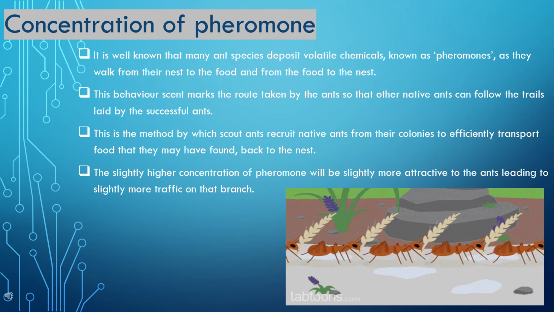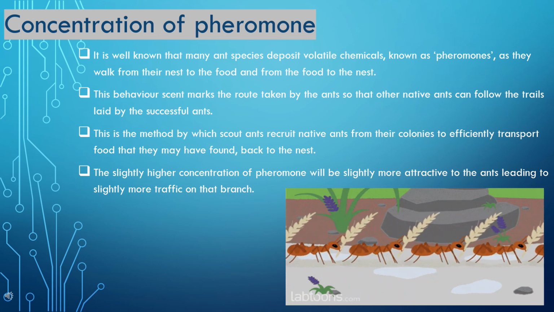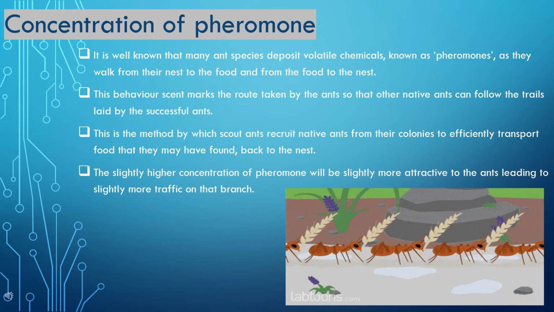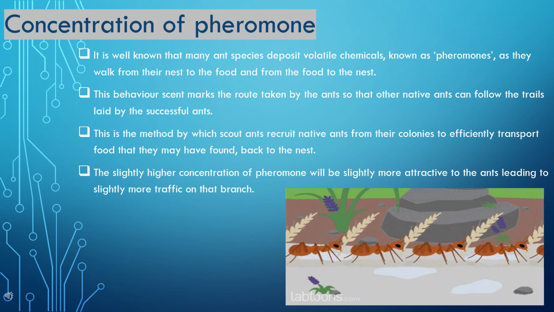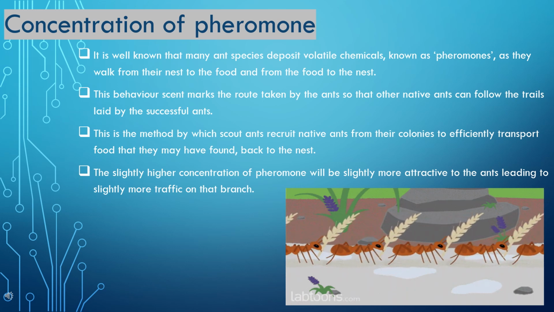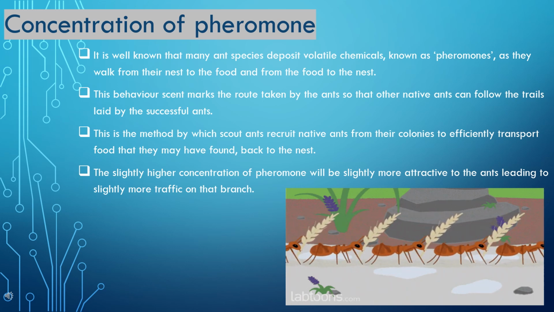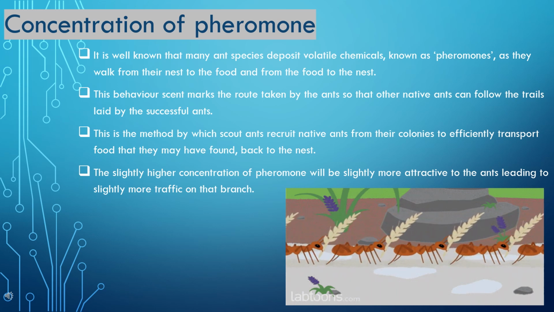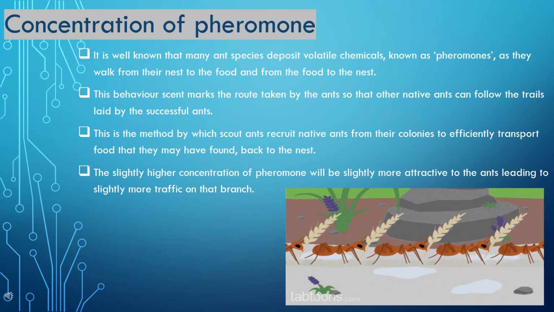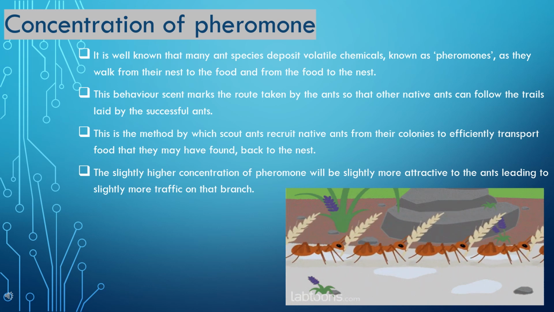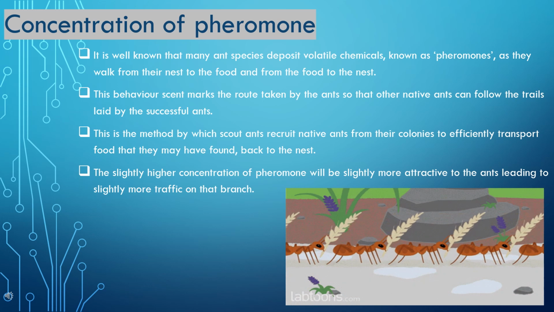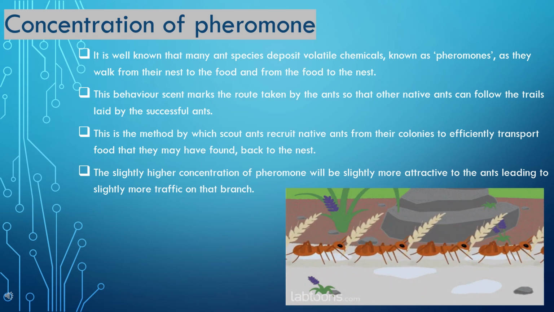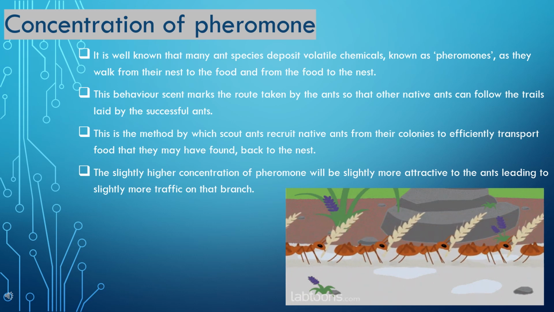It is well known that many ant species deposit volatile chemicals, known as pheromones, as they walk from their nest to the food and from the food to the nest. And we have seen that, in both experiments, ants prefer to choose the shortest pathway. In a longer pathway, the pheromone evaporates easily at the time of return. But in the case of a shorter pathway, the concentration of pheromone still persists. So, ants choose the pathway which has more concentration of pheromone.